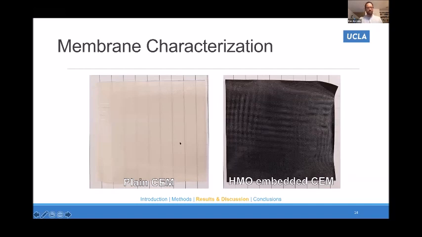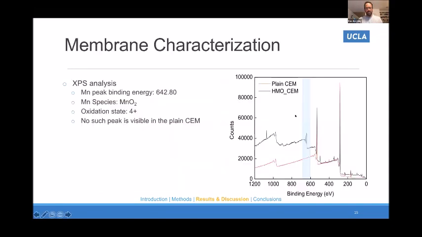This is what the actual membrane looks like. This is a plain cation exchange membrane. It's kind of transparent. When you embed it with the manganese oxide, it turns black. Manganese oxide has a real black color. You can see it's everywhere. And it's a very straightforward method of creating these nanoparticles.